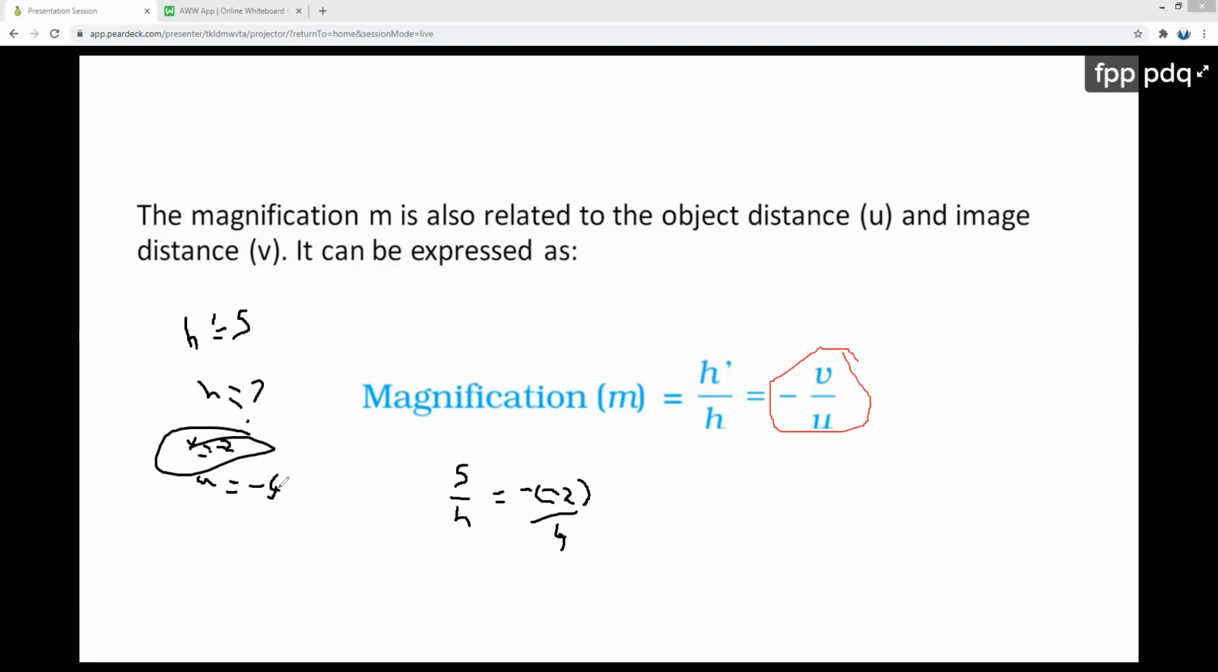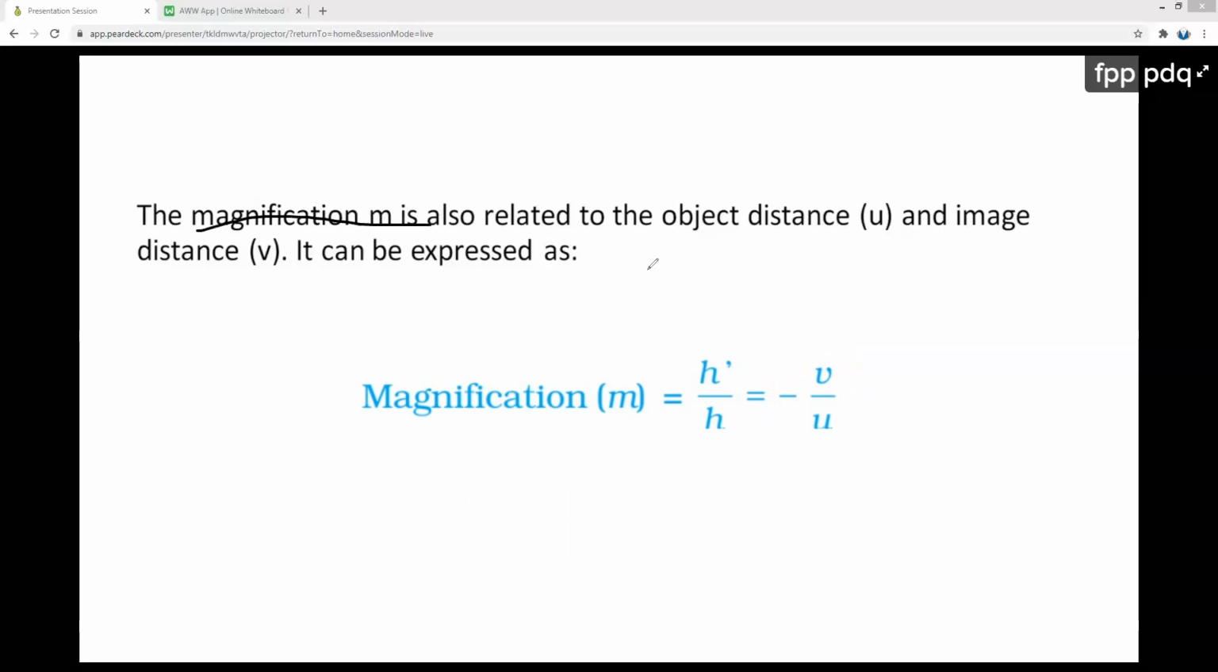This is 4, okay. So it will become 5 by h is equal to 1 by 2. Get it right? It's 10. So we'll be going through questions just to give an idea. So height of object is also 10. So magnification is related to both height of image, height of object, and also object distance and image distance.